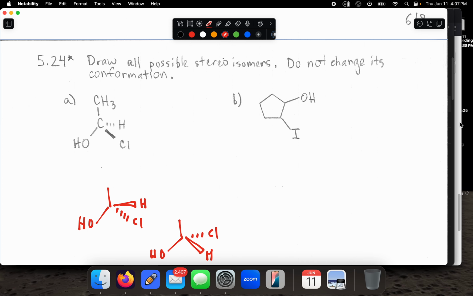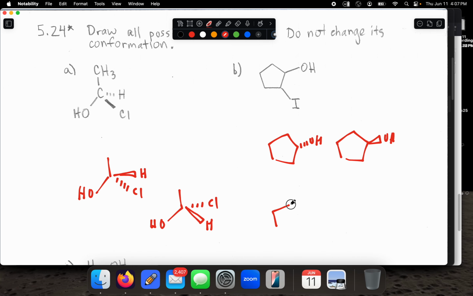And all right, so let's look at this one. Draw all possible stereoisomers. This one's already been drawn for us, but this one, let's say that we can put the hydroxyl group back and the hydroxyl group forward, right? And over here, we can put the hydroxyl group back.